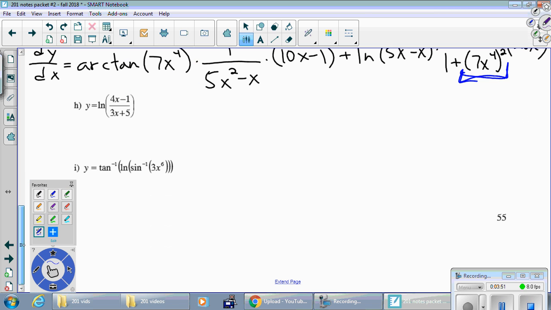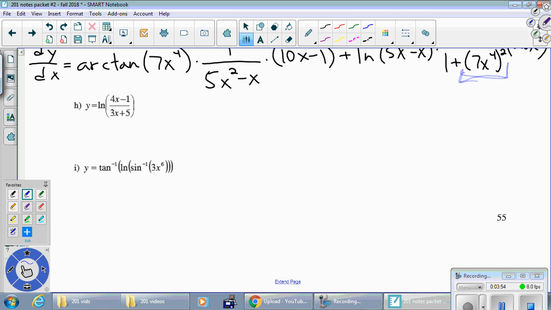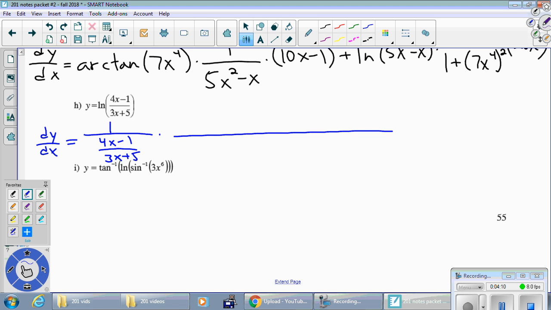Okay, H. This is ln of stuff. ln of stuff becomes 1 over the stuff times the derivative of the stuff. And the derivative of this stuff is, again, a quotient rule. We go bottom times derivative of the top minus the top times the derivative of the bottom.